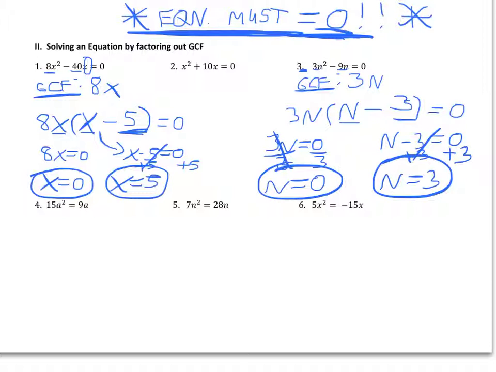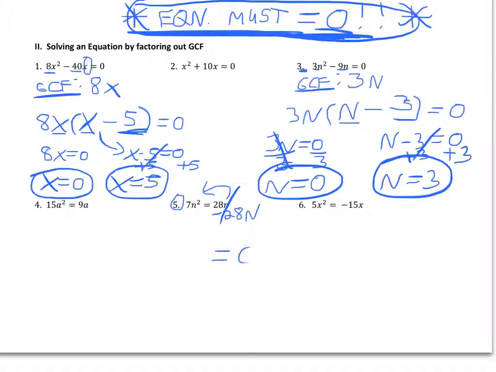Let's do one of the last three. Let's look at number 5. Now number 5, this is the main thing to look at: this equation is not equal to 0. I want to get every single term on one side of the equation. Let's move everything over to the side that has the n squared. Since that's a positive 28n, to get rid of it and get it to equal 0, I have to subtract 28n. So that cancels out, and it's set equal to 0. I have to do the same thing to the left side, subtract 28n. So the left side is going to be 7n squared minus 28n.